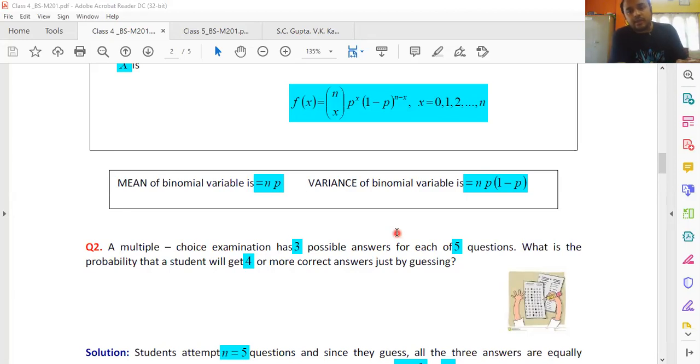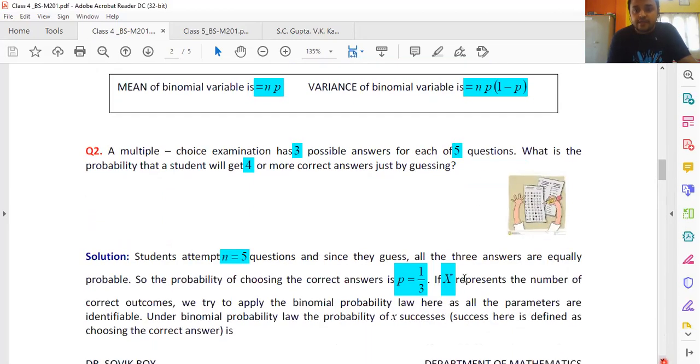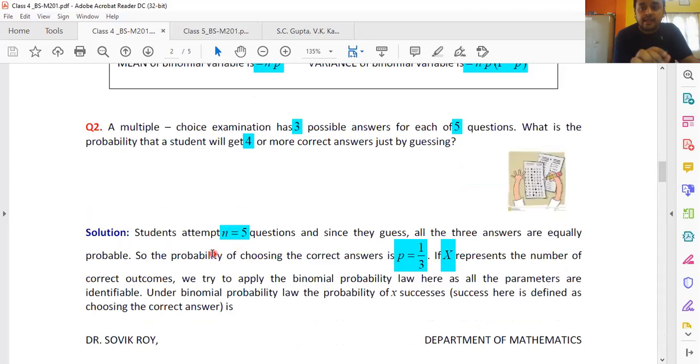So what will you do? After getting this particular problem, you will say, okay, let us check whether it is a binomial distribution problem or not. How will you check it? Since the multiple choice question has 3 possible answers for each of 5 questions, every student has to answer 5 questions. If you say that answering a question is the experiment, he is repeating the experiment 5 times. So here I have written that the student's attempt is the experiment, and n equals 5. I have highlighted these things over here.